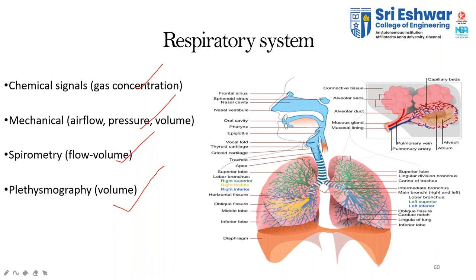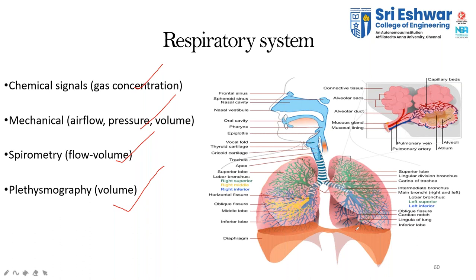This is the frontal sinus, sphenoid sinus, nasal cavity. This is the nasal vestibule. This is the oral cavity, pharynx, epiglottis. Everything is here. And this is your windpipe. And this is your lung. This is your right lung and this is your left lung. We have a diaphragm at the bottom of your lung.